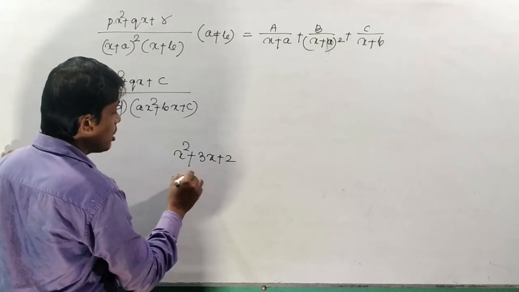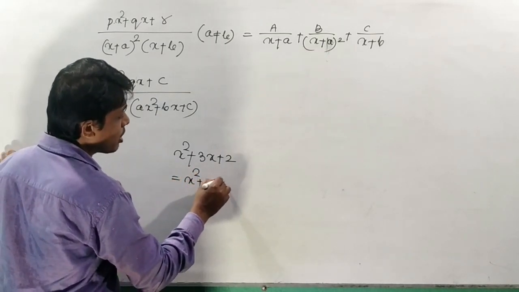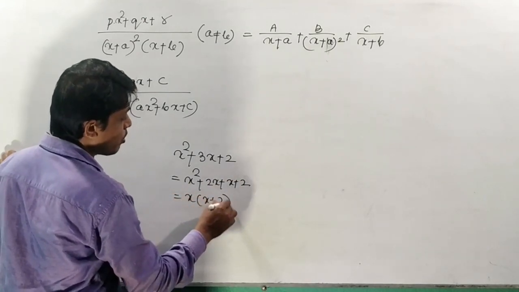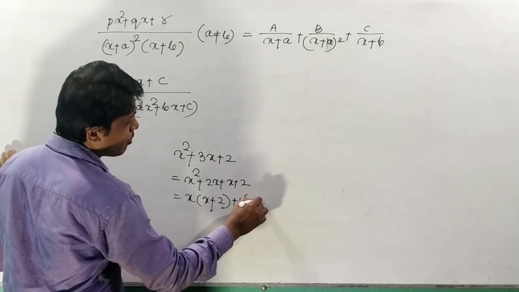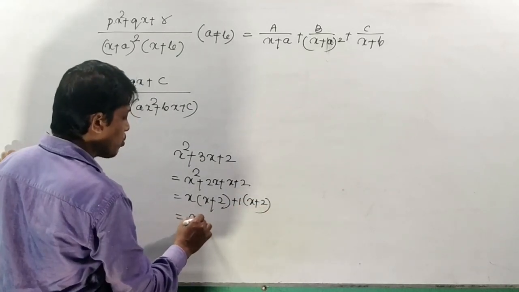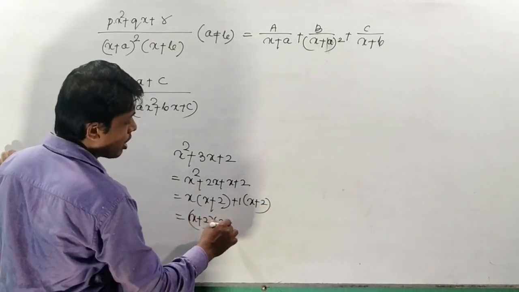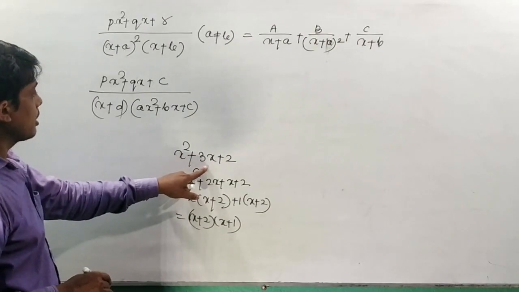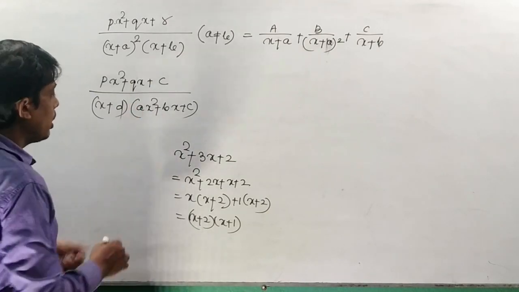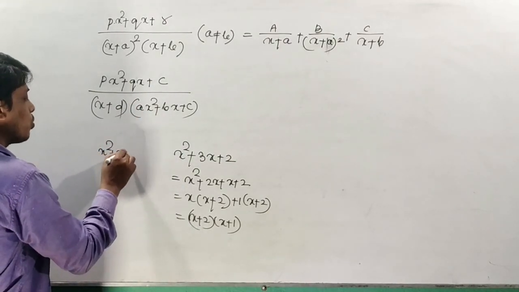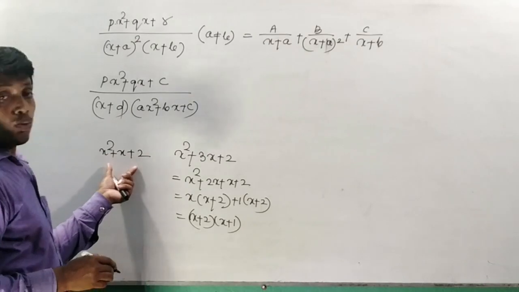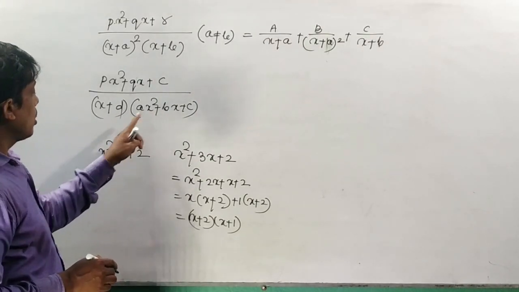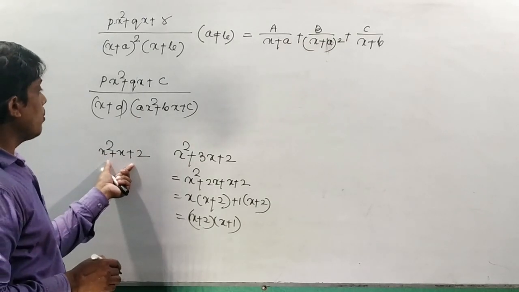That means this is your x square plus 2x plus x plus 2. If we take common x, then we have x plus 2 plus 1 into x plus 2, which is your x plus 2 into x plus 1. So in this case it cannot be considered. If we take x square plus x plus 2, then we cannot split into the linear factors. So in this case, these cases will be considered.